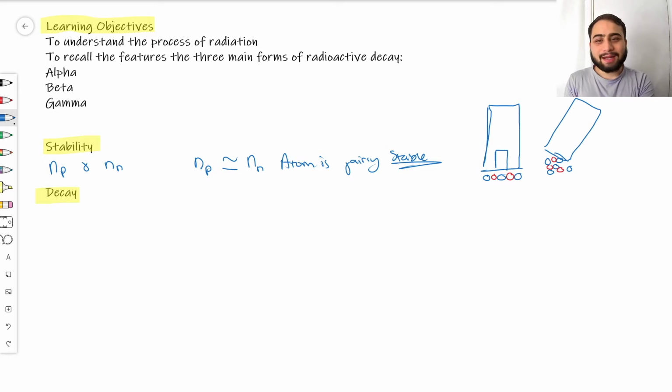So this is why the number of protons and number of neutrons is very important to stability, how happy the atom is in its current state. This is not something that you need to know a lot about at GCSE level, but when you get to A level, you do need to understand it.